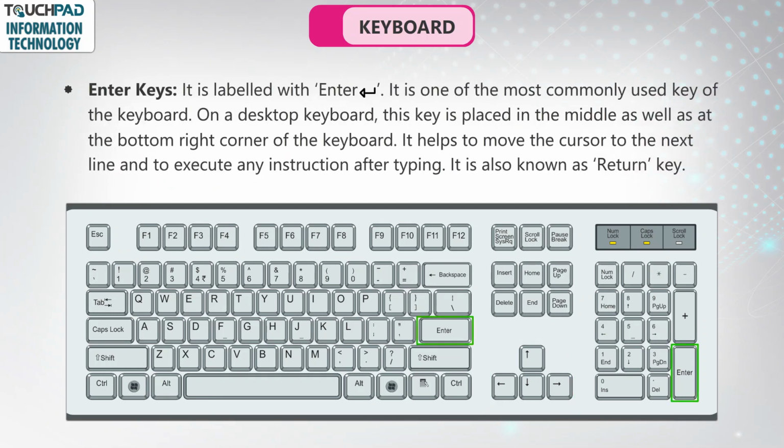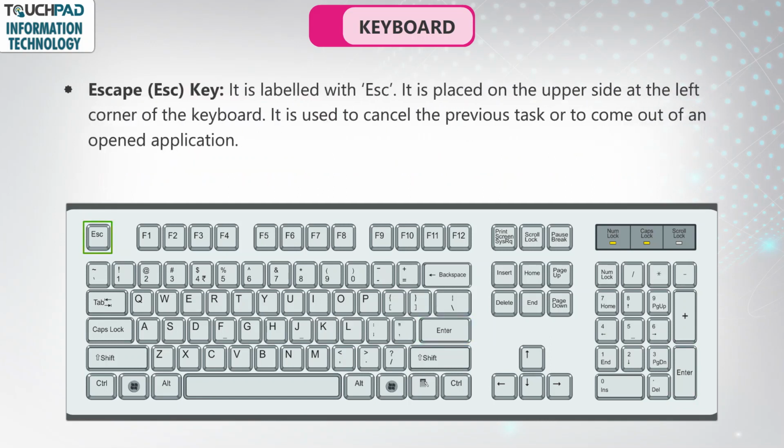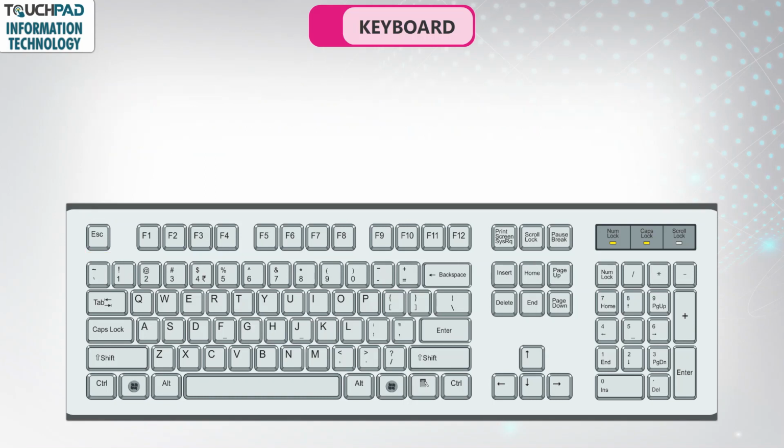Enter key. It is labeled with Enter. It is one of the most commonly used keys of the keyboard. On a desktop keyboard, this key is placed in the middle as well as at the bottom right corner of the keyboard. It helps to move the cursor to the next line and to execute any instruction after typing. It is also known as the return key. Escape, ESC key. It is labeled with ESC. It is placed on the upper side at the left corner of the keyboard. It is used to cancel the previous task or to come out of an opened application.